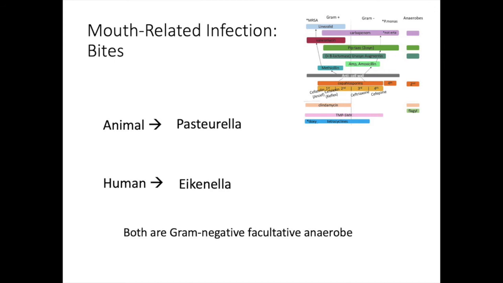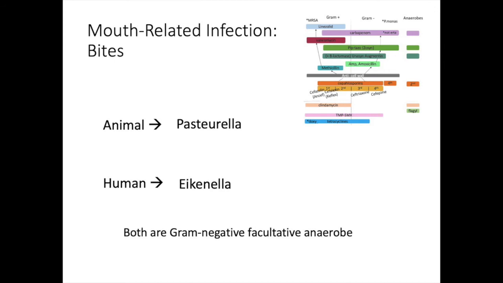So when we're talking about animal bites, so this is going to be dogs and cats that we'll see most frequently. The way I like to think of it is that dogs and cats like to roam in pastures. And Pasteurella is the bacteria that we're seeing most in these infections.